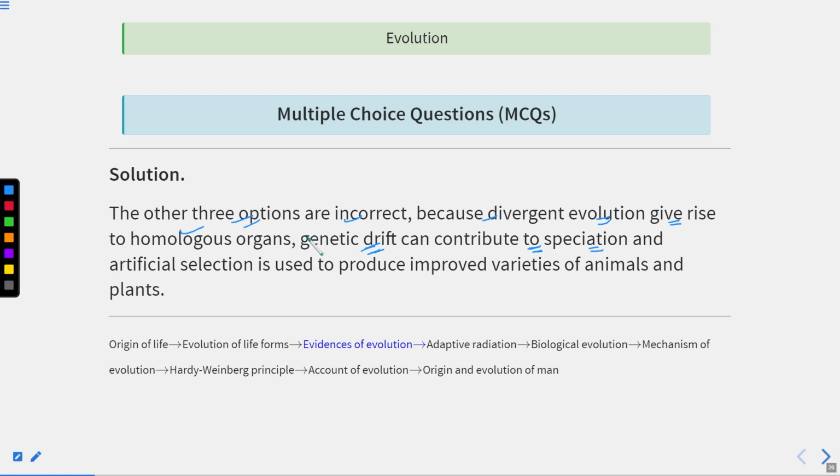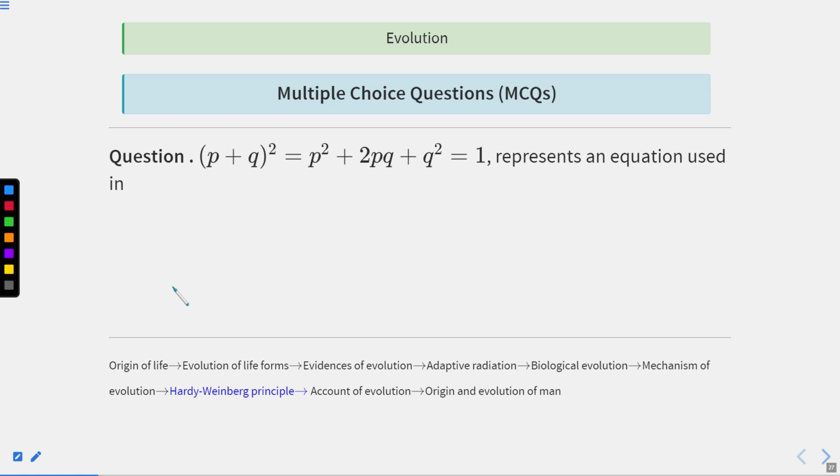But if any of the evolutionary forces, such as genetic drift, is acting, which means the random change in the allele or the gene frequency, then what will happen? Gene and the allele frequency will change in the population, which will lead to the formation of new species, which is known as speciation. And artificial selection is used to produce improved varieties of animals and plants. This also we have discussed. So because of these, three options are incorrect.